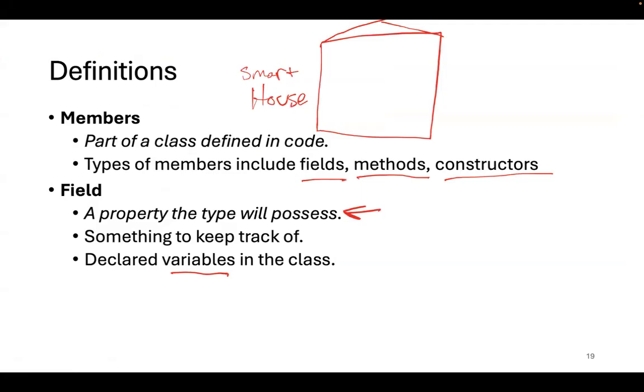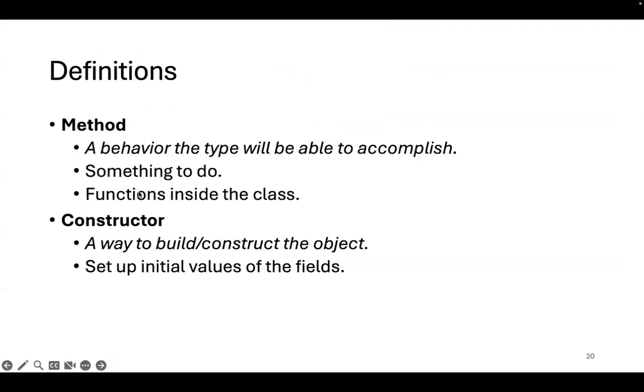So fields are typically declared variables. Methods are functions that live in the class. Constructors are how we set this up when we create this object.